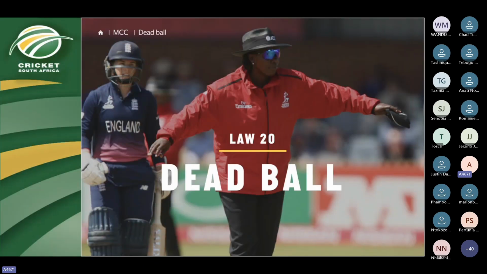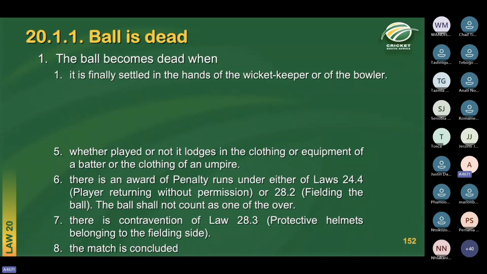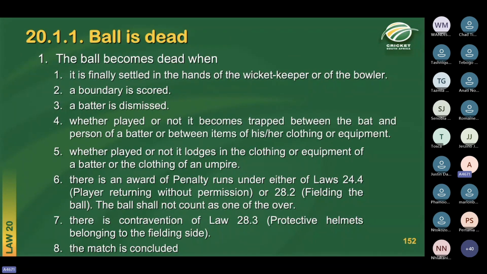Last law that we will be going through today is Law 20, dead ball. There are 8 examples of when the ball automatically becomes dead. And in fact, sorry, there are 14 examples. Let's go through them first. And then there are 8 examples of when we need to call and signal dead ball as umpires.